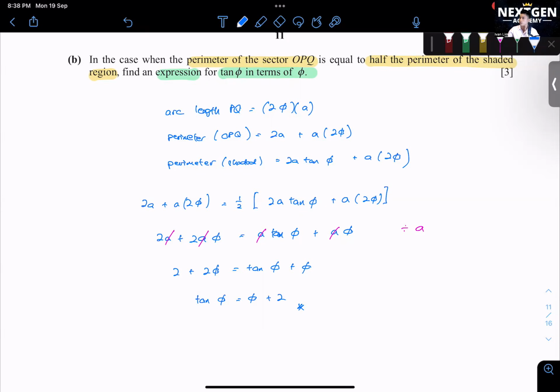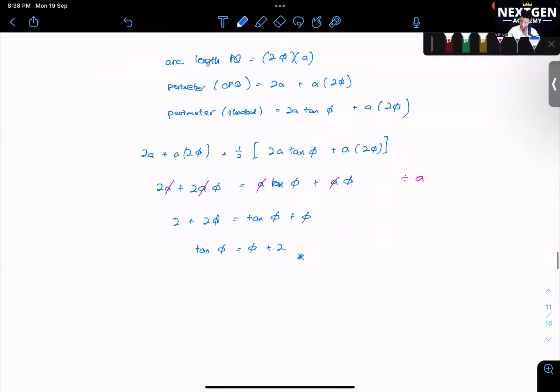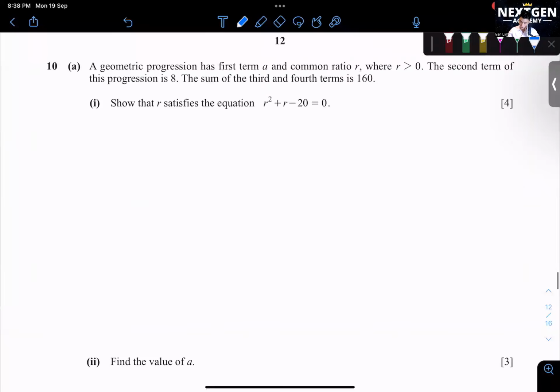Okay, next one. Question 10. A geometric progression has a first term A and common ratio R where R is more than 0. The second term of this progression is 8. The sum of the third and the fourth term is 160. Show that R satisfies the equation R squared plus R minus 20 equals 0.